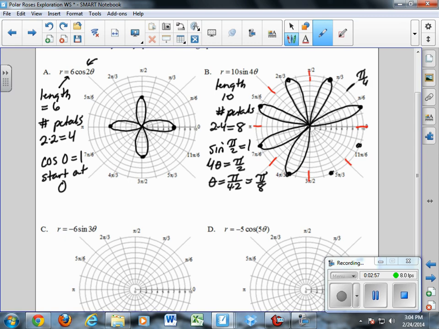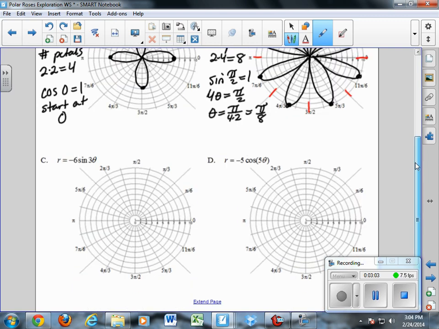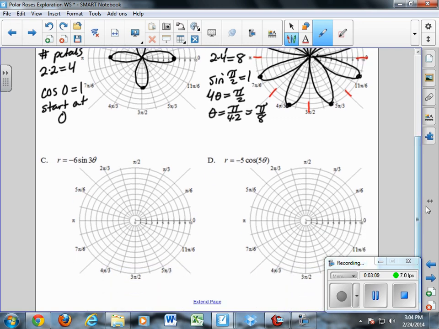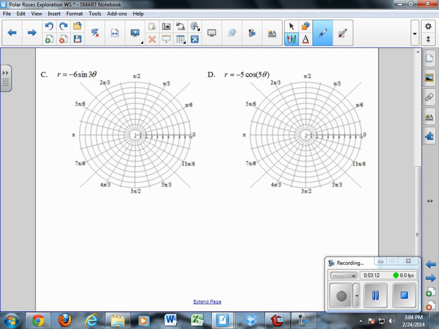So here is graph number 2. Okay, now we're getting into a little more complicated ones because we're looking at negative 6 sine of 3 theta. So I usually like to figure out what positive 6 sine of 3 theta is first and then flip it. Okay, so I know that the length of my petals is 6. The number of petals, this is an odd number, so the number of petals is just 3. We don't double it. And then the starting value, theta starts at pi over 2 times b, which is pi over 2 times 3.